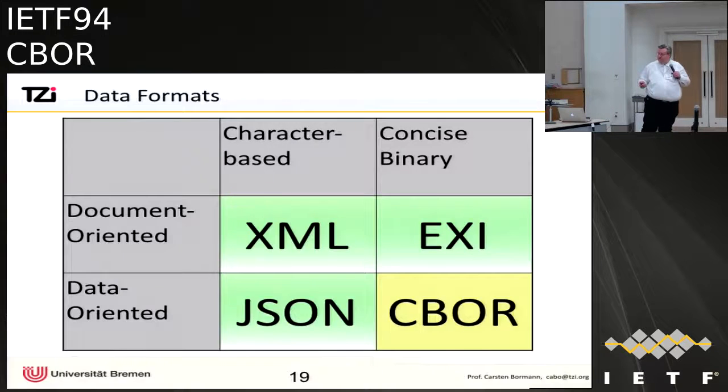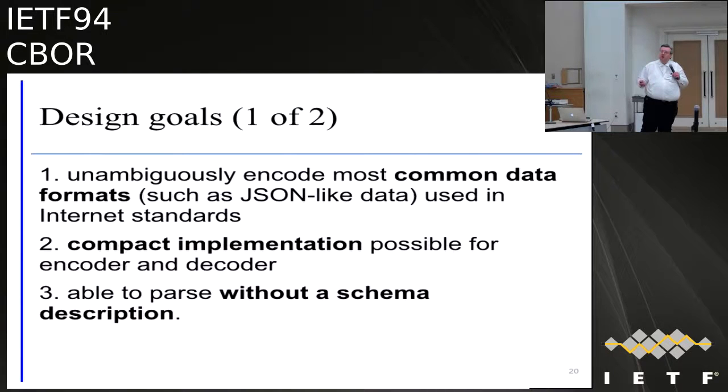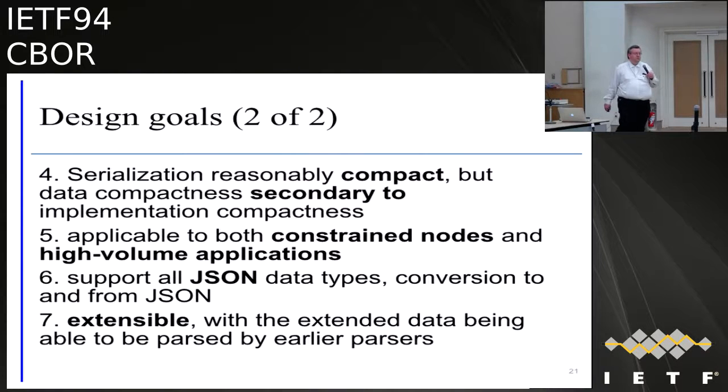So more specifically, the design goals were being able to encode all the data that we actually use in IoT and generally in IETF protocols. Make a compact implementation possible. That's the code size then. Being able to parse without a schema description, that's the same thing as with JSON. And that's very different, for instance, from XML, which you usually would want to use together with a schema description to get compact representation. This compactness thing is secondary to implementation compactness, so simplicity was more important to us than getting the last bit of efficiency out of it.